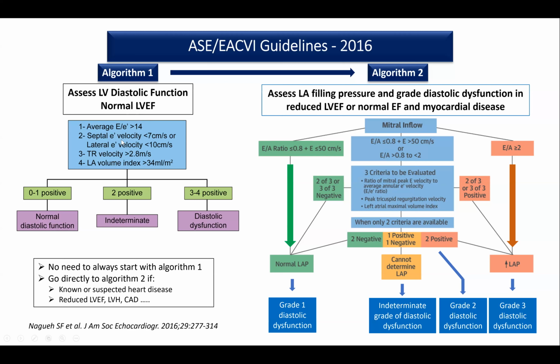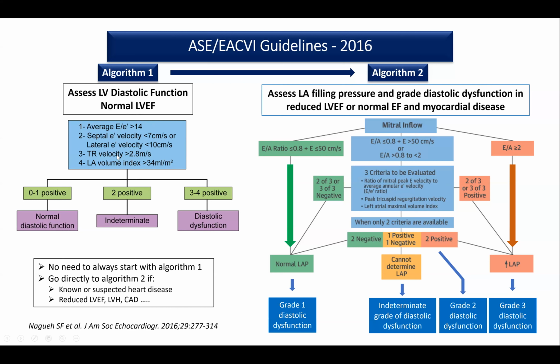We look for the septal E' velocity. Less than 7 centimeters per second is abnormal. Lateral E' velocity less than 10 centimeters per second is abnormal. We look at the tricuspid regurgitation velocity. Anything more than 2.8 meters per second is abnormal. And we look for left atrial enlargement. Anything more than 34 ml per square meter, this is LA volume index, is abnormal.